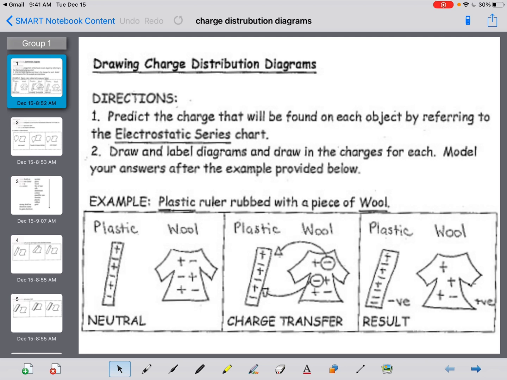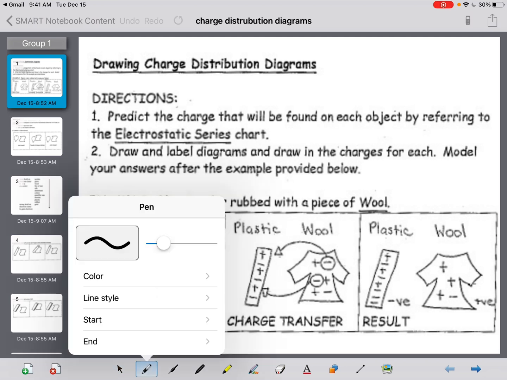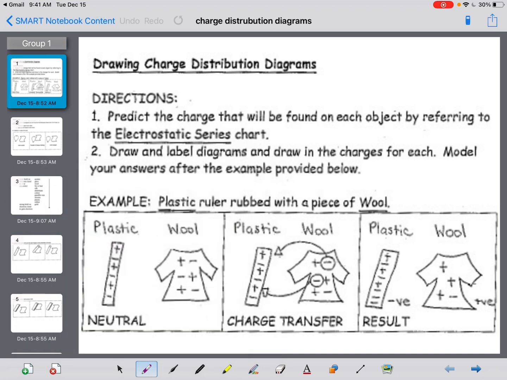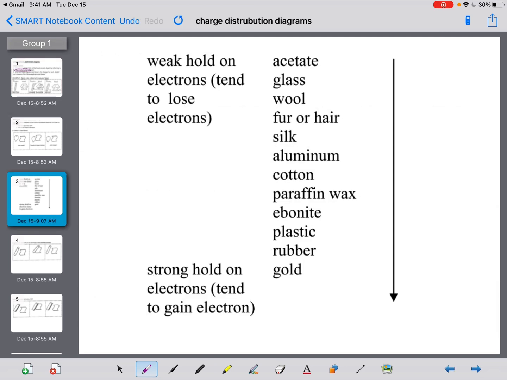So this first one here, let me get my purple pen here. Okay, so the first thing you want to make sure you have while you're doing this is an electrostatic series chart. The one I'm going to be using is this one here. This is from one of the worksheets that you have. Now it's very important while you're doing this to use an electrostatic series chart for the entire thing.